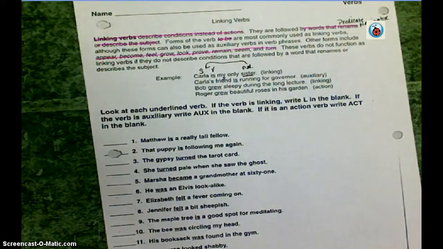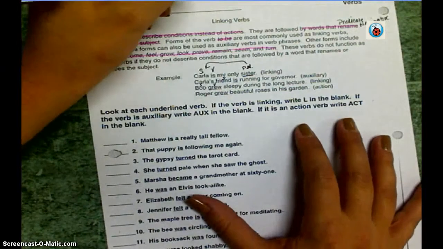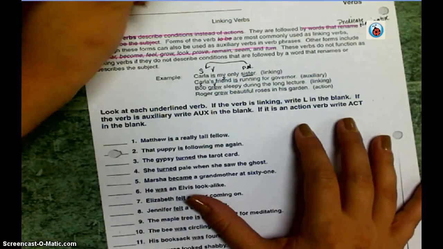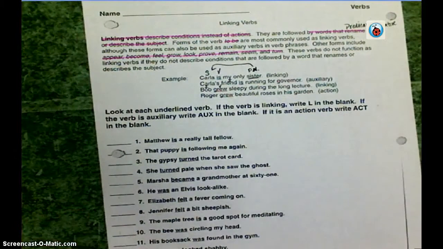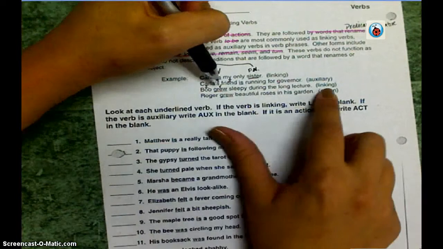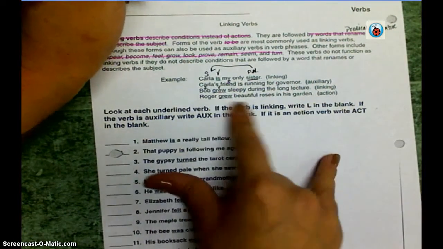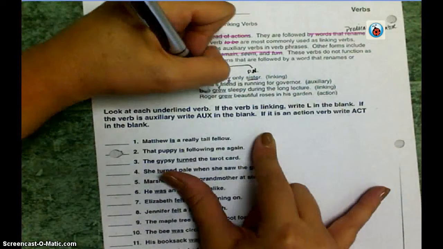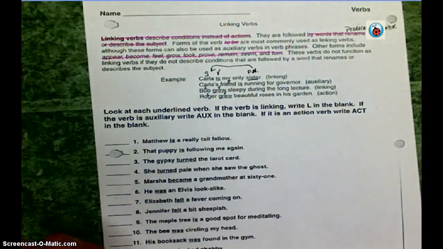The next one says, Bob grew sleepy during the long lecture. Who or what did it? Bob. What did he do? He grew. Did he literally grow? No, it was a condition, a state of being that he is encountering. He grew sleepy, okay? So it's a linking verb that's telling us about the condition, okay? Roger grew beautiful roses in his garden. Who or what did it? Roger. What did he do? He grew. Same verb, but what did he grow? He actually grew something tangible, like those beautiful roses, so it's an action.